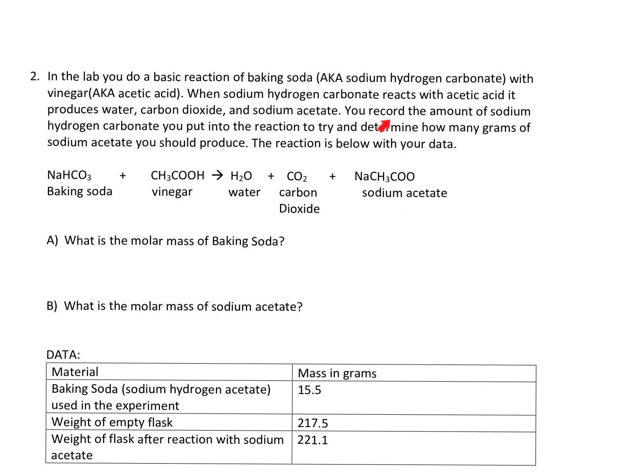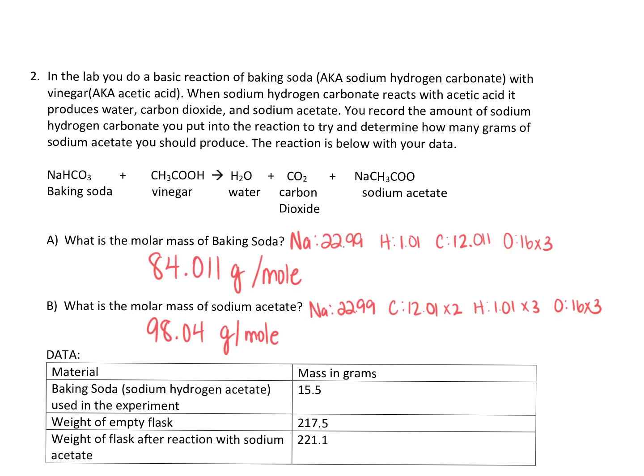It says you recorded your amount of sodium hydrogen carbonate, so you recorded your baking soda, and you want to figure out how much sodium acetate you should make. That's why we're going to need the molar masses of these two: the molar mass of baking soda and the molar mass of sodium acetate. So go ahead, pause the video, take a minute to calculate the molar mass of baking soda and the molar mass of sodium acetate, record your molar masses down here, and then resume the video to check that you calculated those correctly.